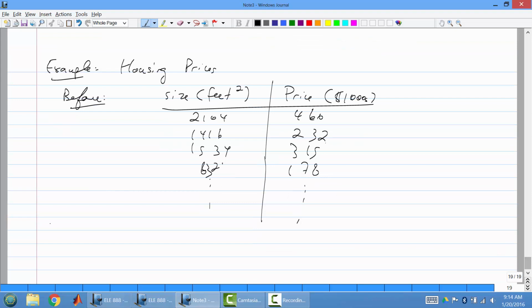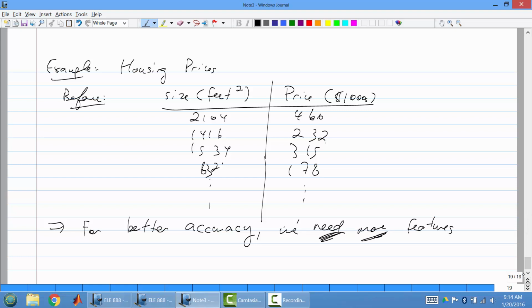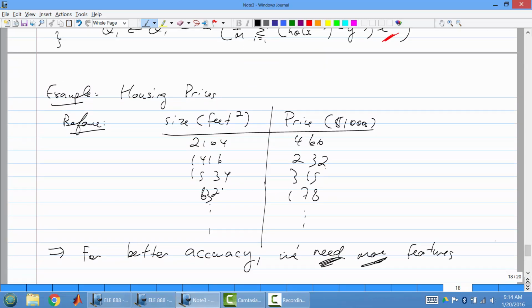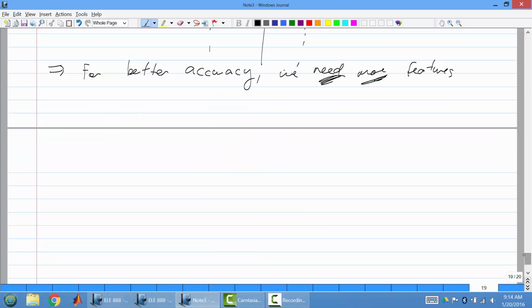So for better accuracy, we need more features. Just one feature is not enough. You probably want to use maybe 2 or 3 to help you get a more accurate prediction algorithm. All right, so it might look like this, where you have multiple features. So something like this may work.